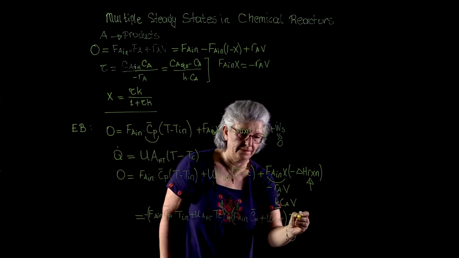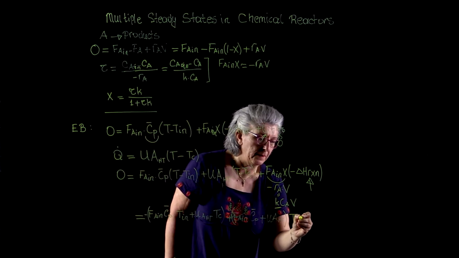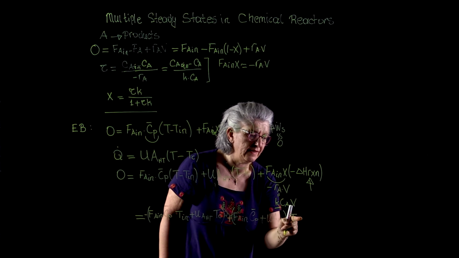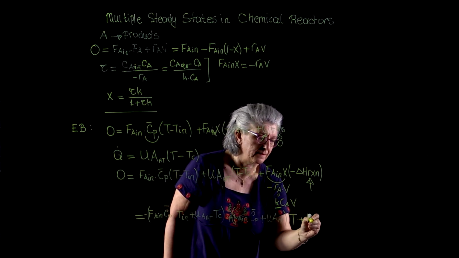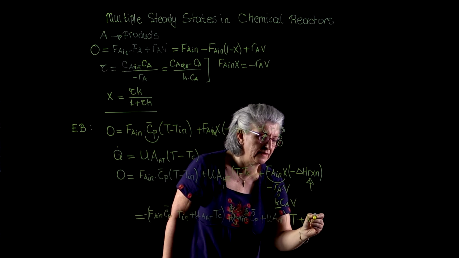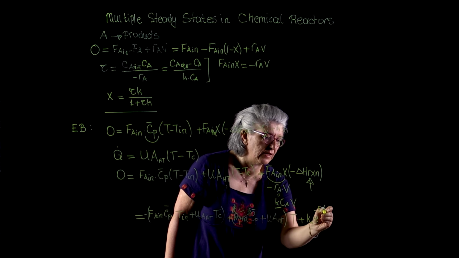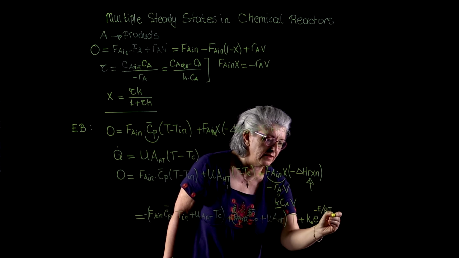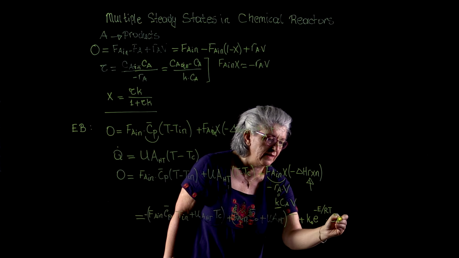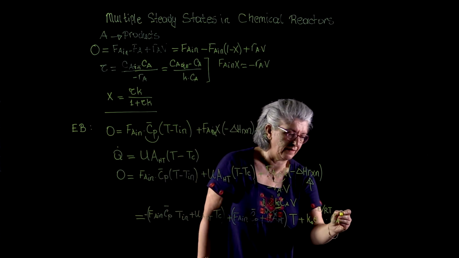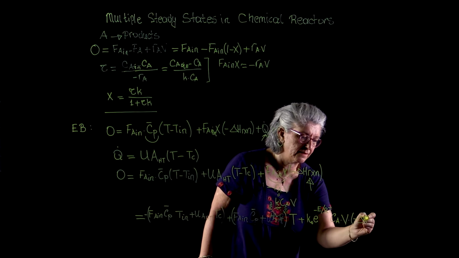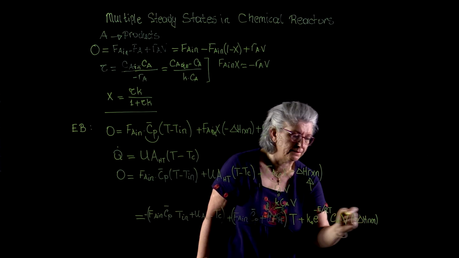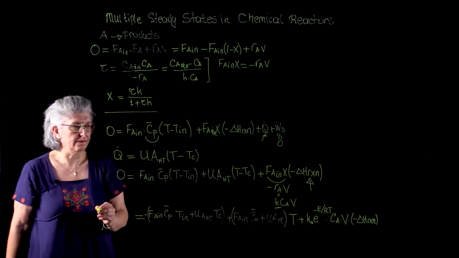Then we have K times CA. Let us put the temperature dependency here also: K0 times e to the minus E over RT times CA times V times minus delta H of reaction. This is equal to 0.